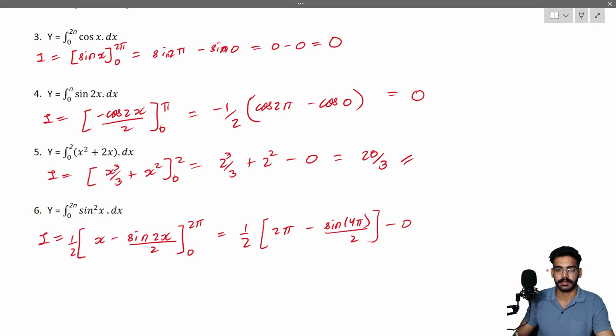This is your first value inside the bracket, and then this is outside the bracket. So if you put this, sine 4 pi is 0, so 2 pi by 2, that is pi. So your final answer is pi.